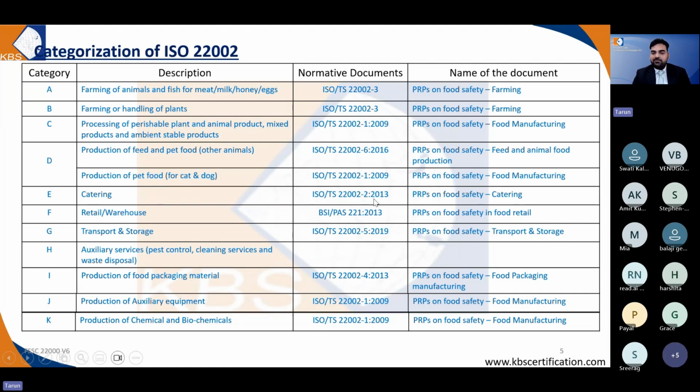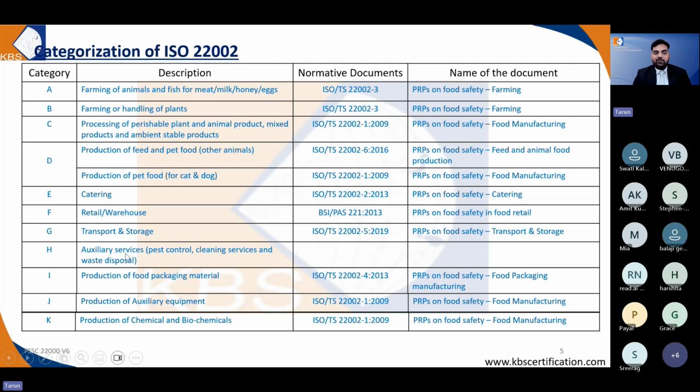This is the code of PRP that should be memorized, whichever you are going to implement. If you are implementing FSSC and technical specification is required for retail or wholesale business, it is the BSI standard, PAS, publicly available standard, 22002-... This is the standard. When you have transportation and storage, means your product is not manufactured by you, you just purchase it and sell it, in that category, 22002-5 is the category for transport and storage.